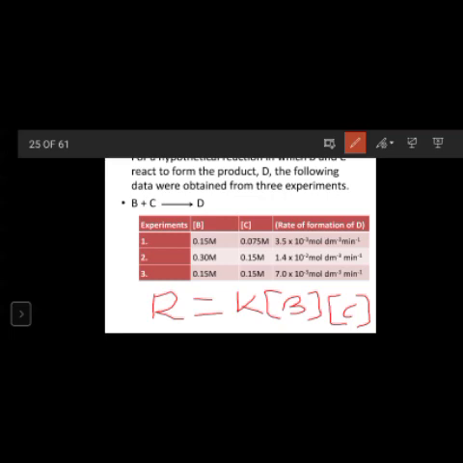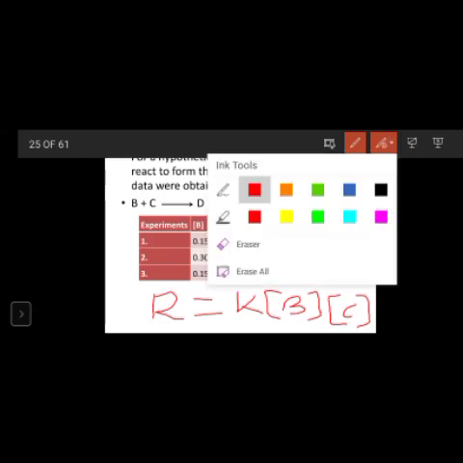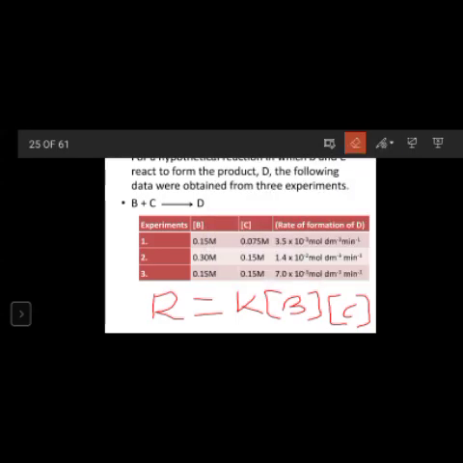What is the order with respect to B? 1. What is the order with respect to C? 1. What is the overall order of the reaction? 1 plus 1, and that is 2. So that is how to determine the order with respect to each of the reactants.